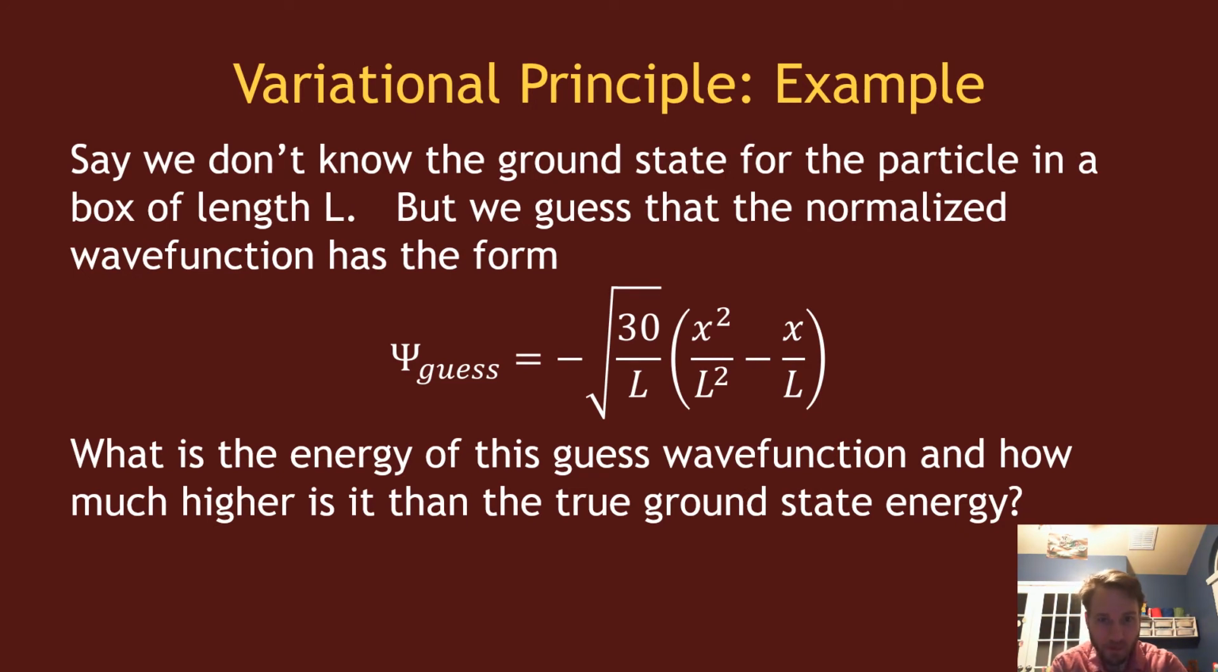An example of using this variational principle would be, let's say I have no idea what the wave function looks like for a particle in a box system, but I'm going to guess it looks something like this. This is my normalized guess for the particle in the box ground state wave function. And we can look at whether this is going to equal the true ground state energy, and how close it is.